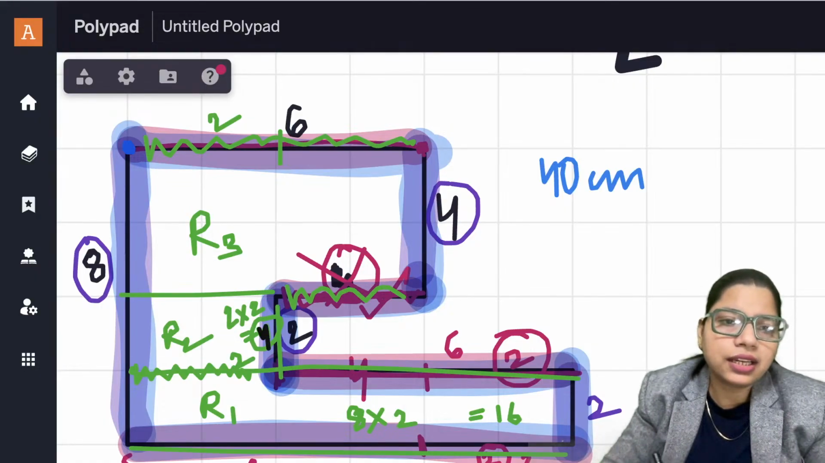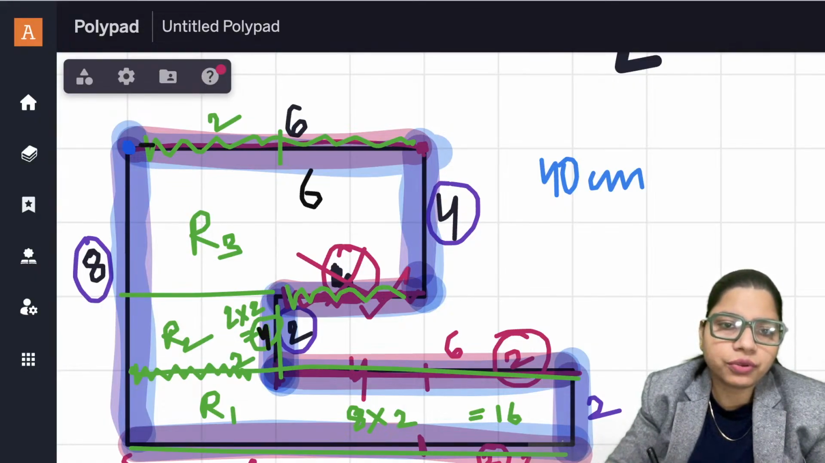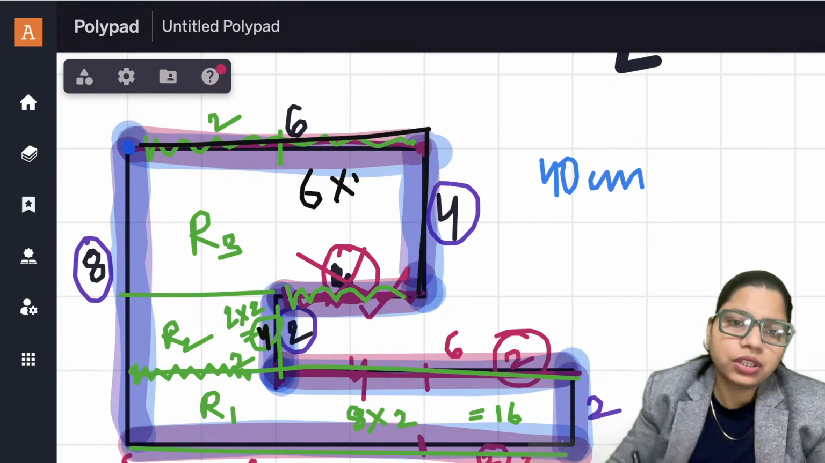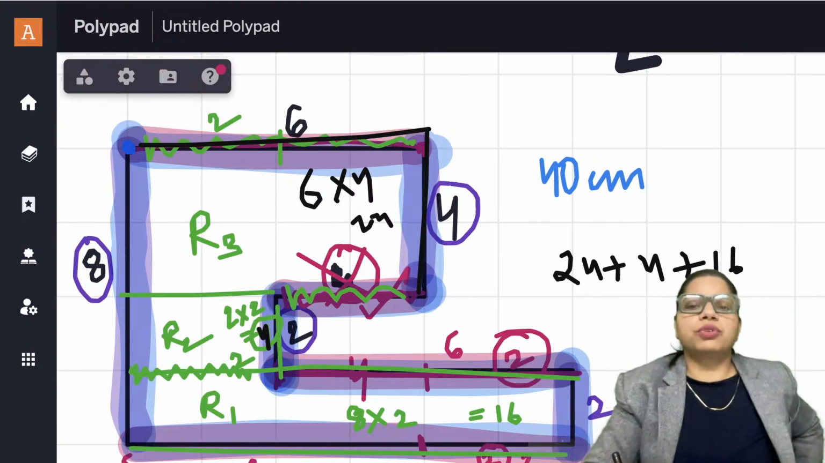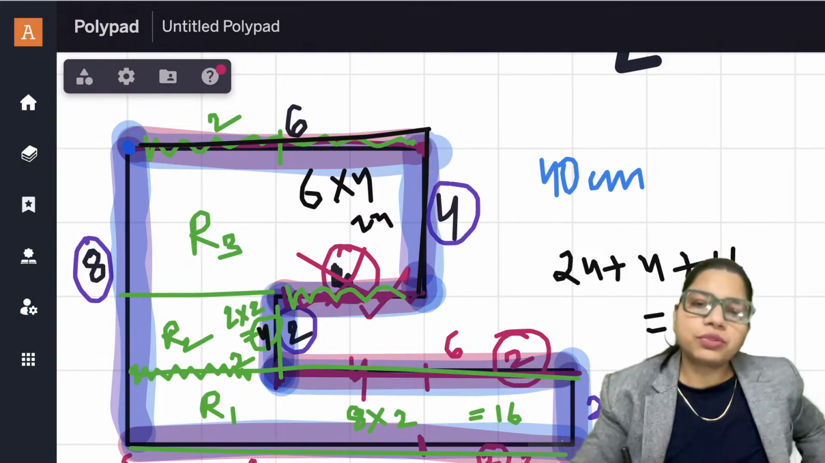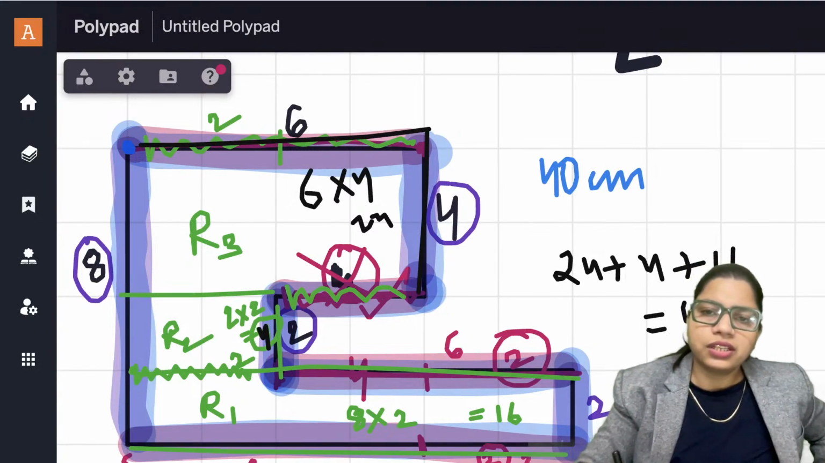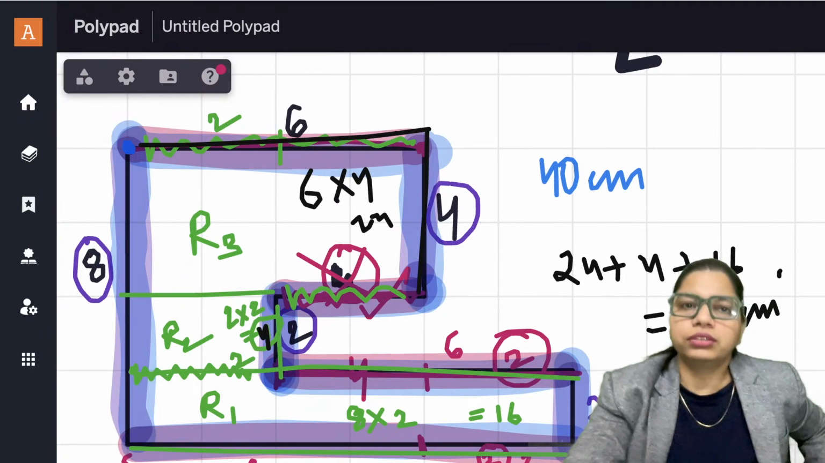और R3 के लिए 6 is the length and 4 is the width. 6 times 4 is 24. So 24 plus 4 plus 16 is what you get as your answer. 16 plus 4 is 20. 20 plus 24 is 44 squared centimeters.